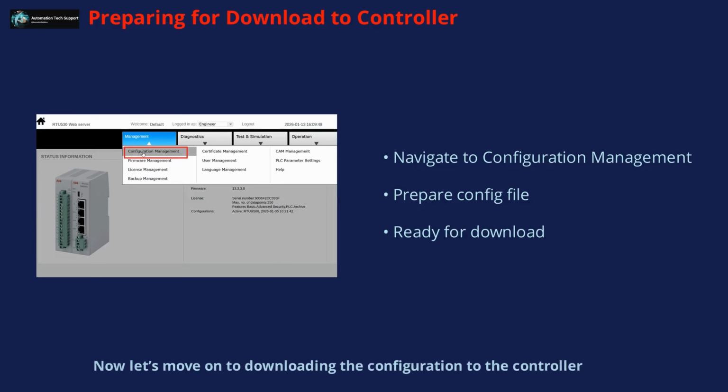Now let's move on to downloading the configuration to the controller. The process is similar to uploading, but with a few key differences. Start by navigating back to the Configuration Management section. Here, you'll prepare the necessary files for download. Make sure you have the correct configuration file ready on your computer before proceeding.